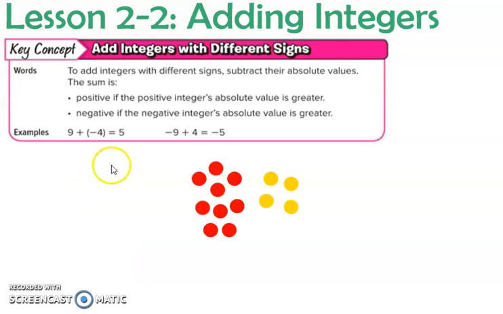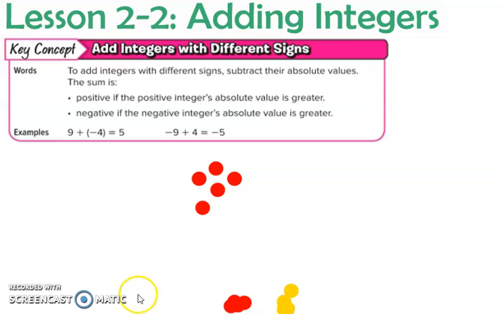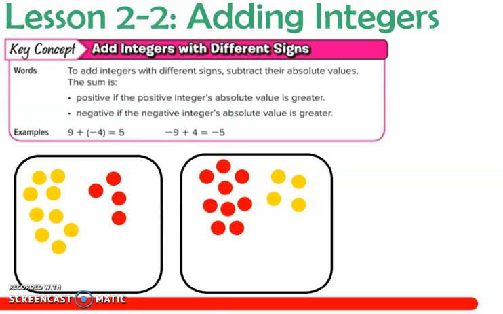Here's another one. Now we've got a different sign. We've got 9 negatives over here and 4 positives. We're going to take the smaller number, because you can't take 9 away from this one. So we're going to take 4 of these away. What have you got left? You've got those 5 negatives left.